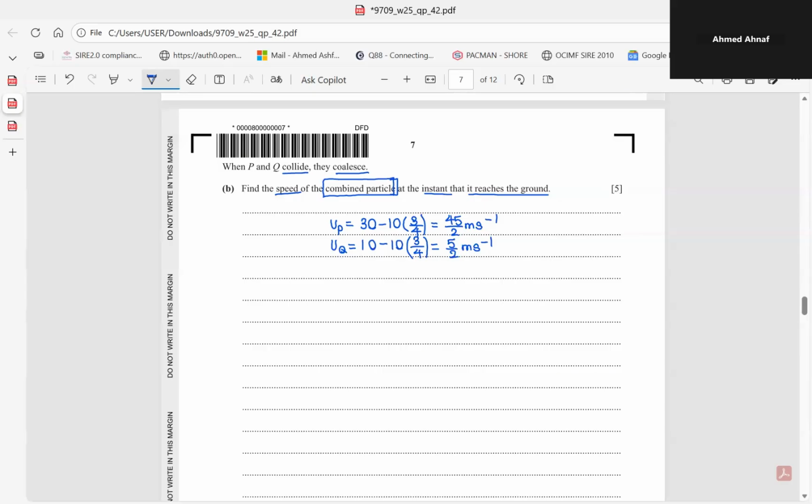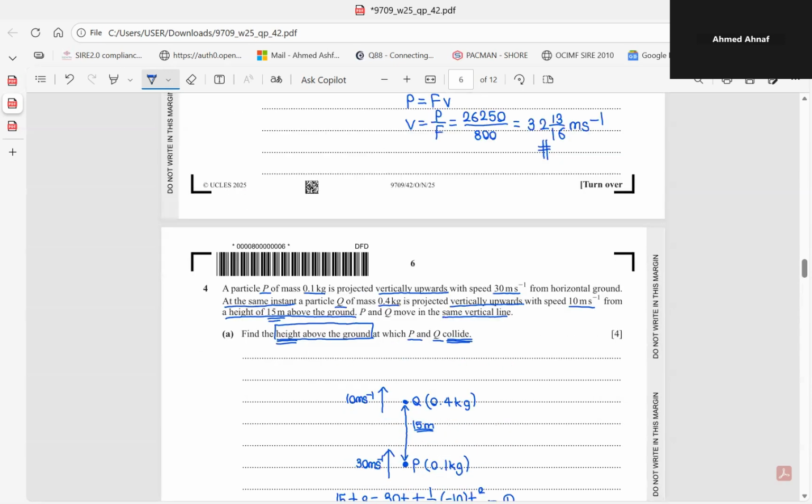Okay, now let's state the conservation of momentum formula. So the total momentum of P and Q is equal to the momentum of the combined particle immediately after the collision. So MP times UP plus MQ times UQ equals MP plus MQ times U. So U is the speed of the combined particle immediately after the collision.